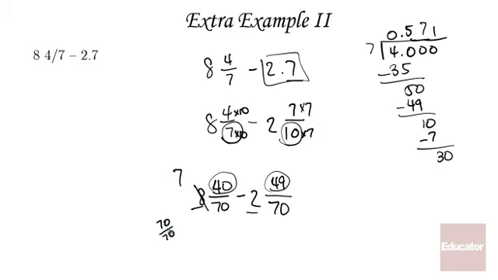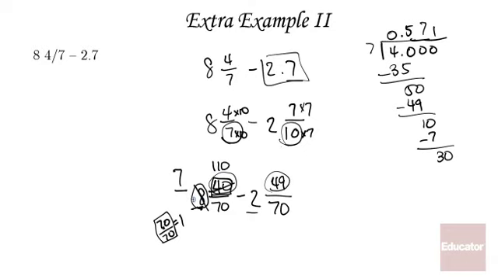Because what's 70 over 70? It's 1. So that's the 1 whole that I just took out of this 8, leaving me with 7, but an extra fraction now. So let's take 70 plus the 4 that was there before. And that will now give me the new numerator of 110.